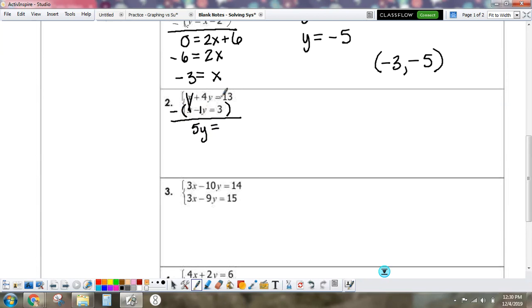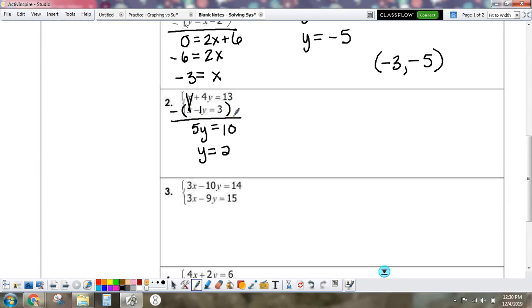And then 13 minus 3 is 10. Now I can go ahead and solve for my remaining variable, divide both sides by 5, and I get y equals 2. So now I'm going to take this and pick either equation to plug it in. I'm going to use this one down here.